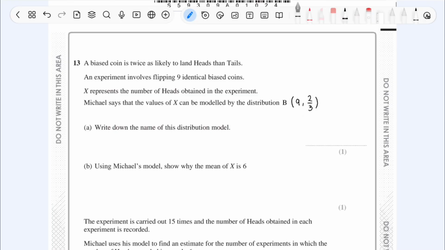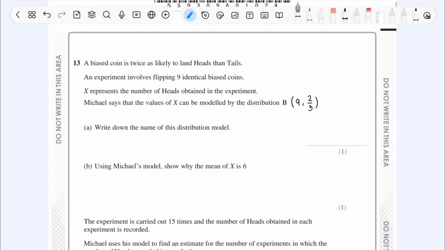Question 13. A biased coin is twice as likely to land on heads than tails. An experiment involves flipping 9 identical biased coins. X represents the number of heads obtained in the experiment. Michael says that the values of X can be modeled by the distribution B(n, 2/3). Write down the name of this distribution model.